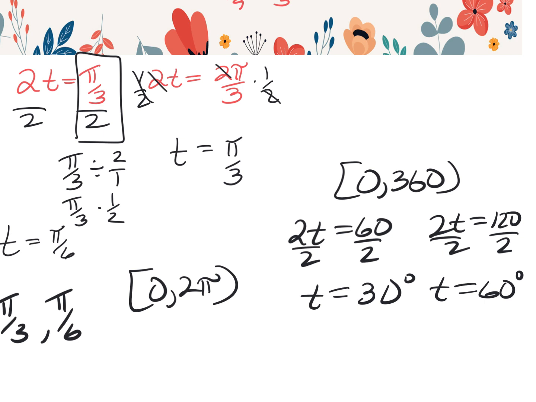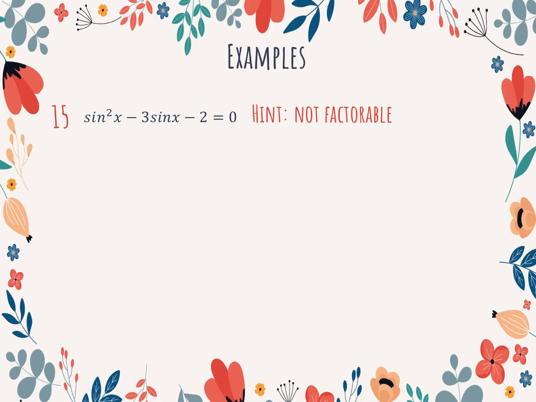The last one, we're going to use quadratic formula. This last question, notice it says, hint, it's not factorable. If that were a positive 2, you could factor it. Now again, if it's easier for you to take away the word sine and think of this as x squared minus 3x minus 2, there are no factors of negative 2 that give you negative 3. So I'm going to do quadratic formula.